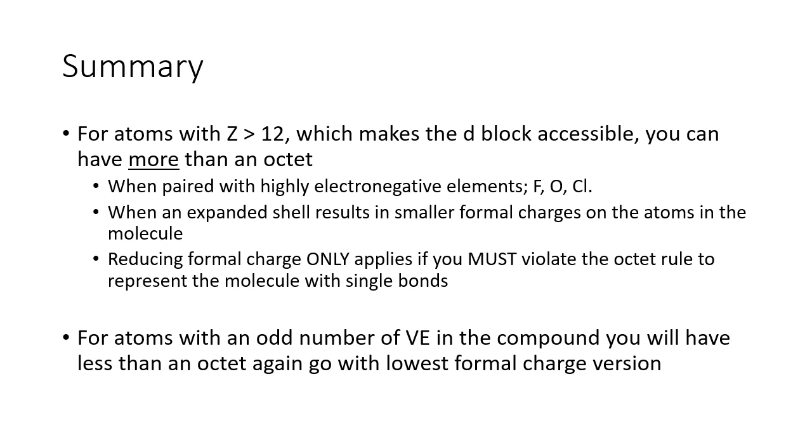So in other words, if you have more than 4 outer atoms to begin with, you can start making double bonds. For atoms with an odd number of valence electrons in the compound, you will have less than an octet, and again, go with the lowest formal charge version available.